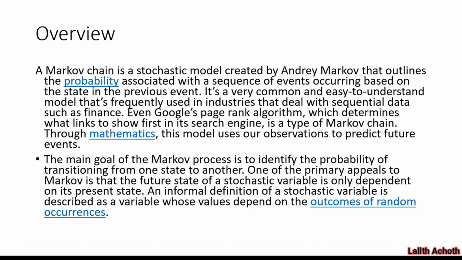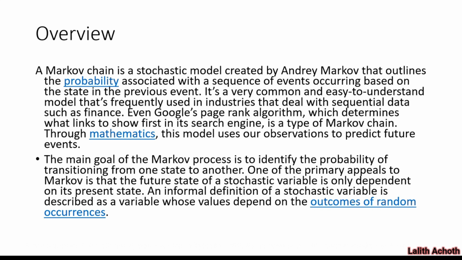Through mathematics, this model uses our observations to predict the future. So basically, we just try to see what our behavior is and how it is changing over time, and then try to use it to predict the future. The main goal of a Markov process is to identify the probability of transitioning from one state to another. Now, this is very important. In a Markov chain, we have different states, and we want to know, over a period of time, how we are moving from one state to another.